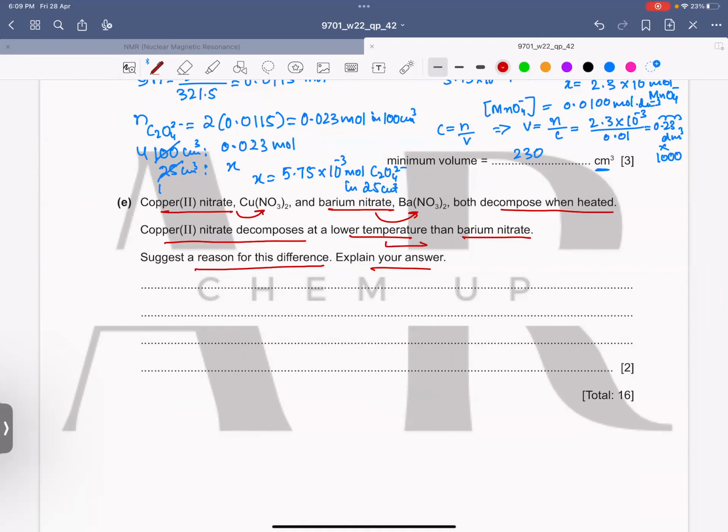Yes. If decomposition is occurring at a lower temperature, it means that the nitrate ion is more distorted, and if it's more distorted, it means that the cation is smaller. So that is the reason. So here I can write that copper nitrate is decomposing at the lower temperature, so I would write that copper 2 positive ion is smaller than barium 2 positive ion.